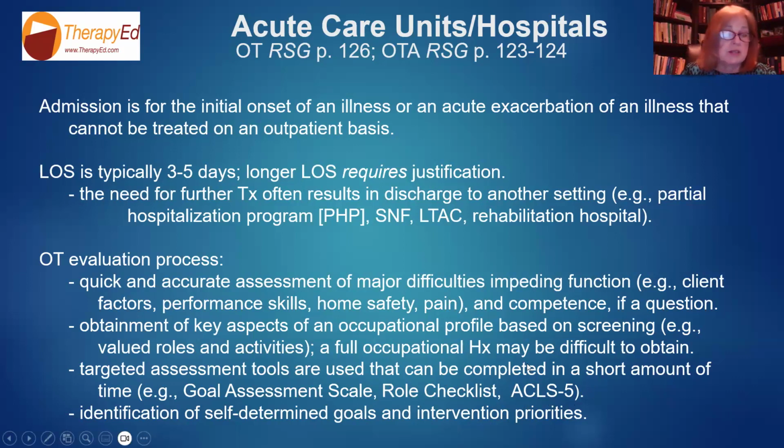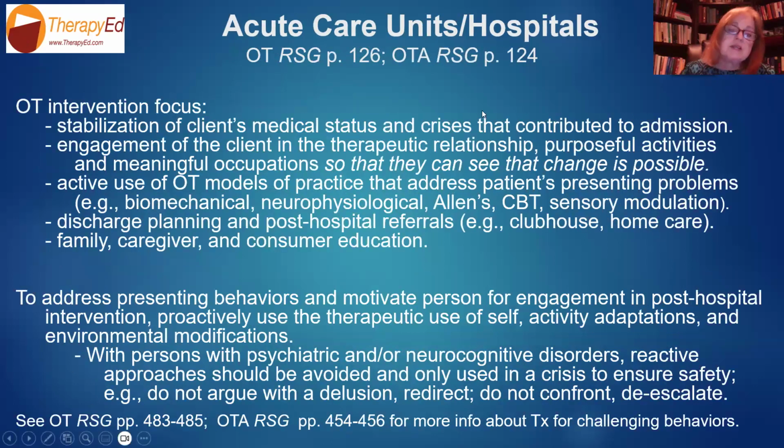And then the Allen's is one that's often used for screening in acute psychiatric care or in skilled long-term care, but in acute care, the Allen's Cognitive Level Screen 5 is often used. And it's basically the evaluation process, figuring out what are those self-determined goals and what is the big priority. The focus is stabilization. Again, if we have acute care, we want to stabilize that crisis that contributed to the admission. The big part about acute care, and I worked in acute care for a couple of years in psych, and I loved it until I moved into community.